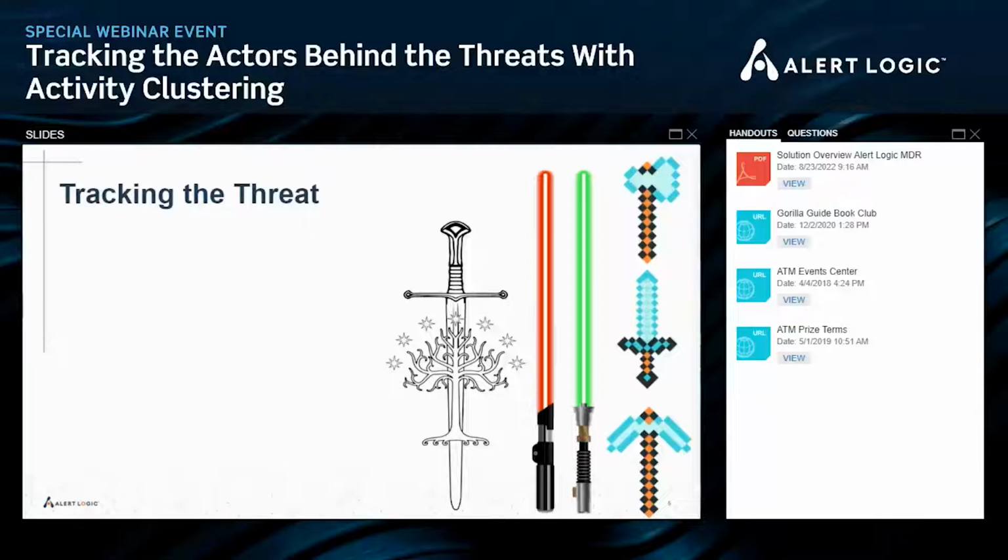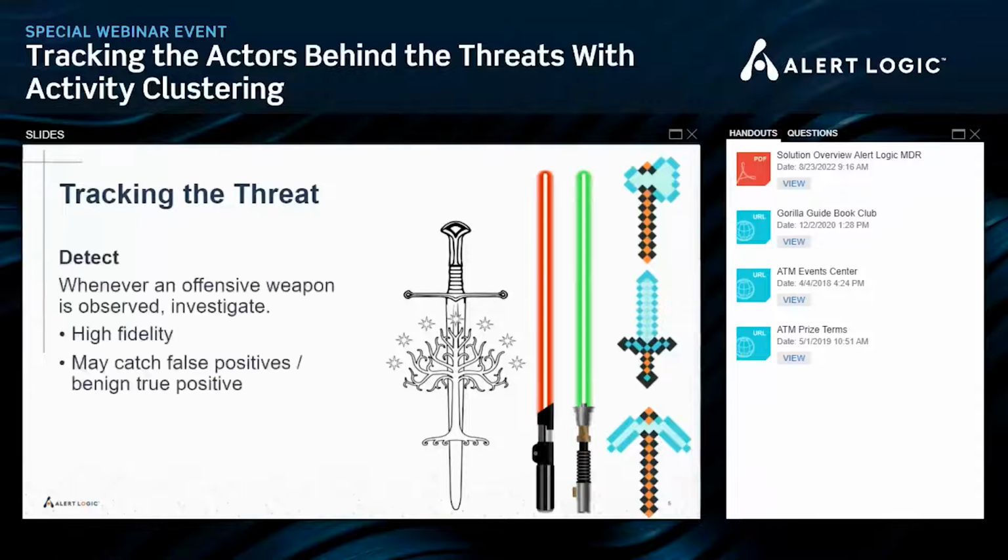So first of all, looking at tracking the threat, here we have a number of different weapons, and you can see they're all drastically different, taken from pop culture. An offensive weapon like this, it's always a good idea to investigate so you can detect upon these threats. And this is where any security organization starts out, whether you're doing a DIY setup at home, in your organization, or whether you are actually a managed detection or security services provider. Tracking the threat is key.